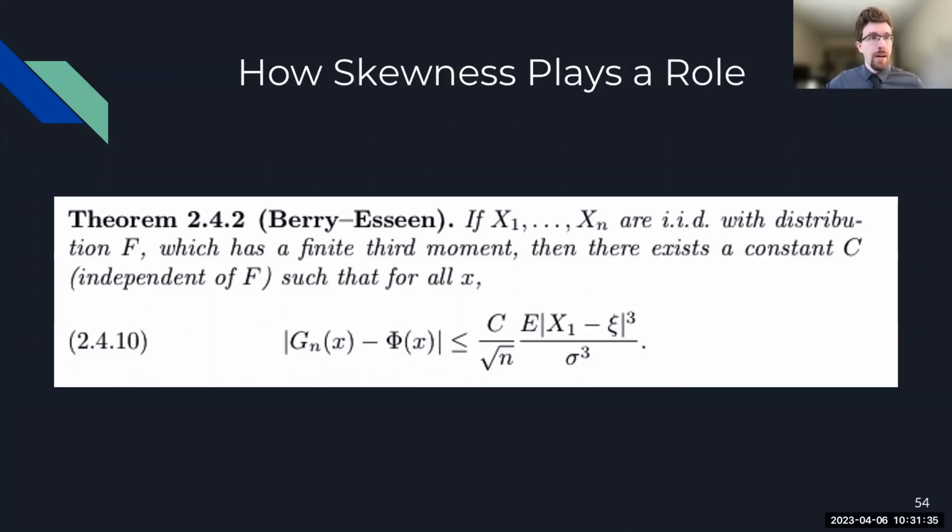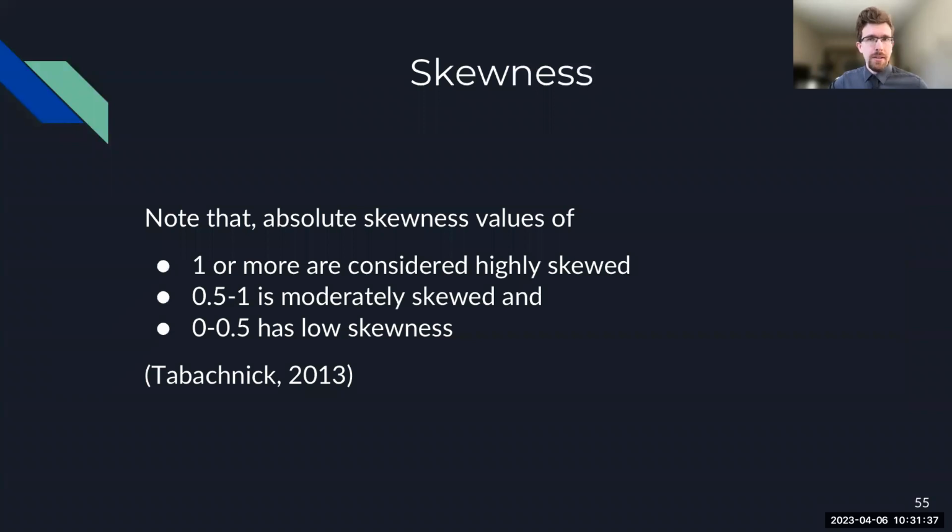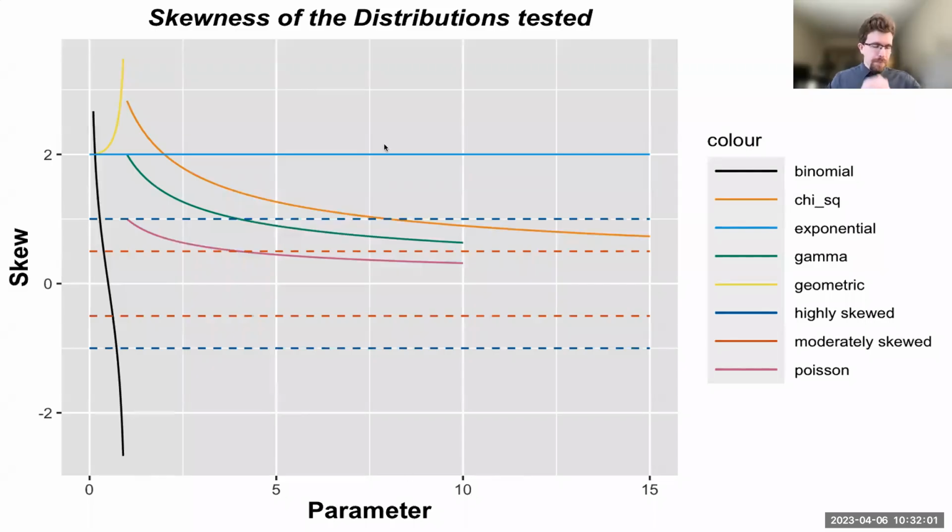And so we thought, what if we could look at skewness? What if we looked at skewness ranges? So a quick note about skewness values. 1 or more is considered highly skewed. 0.5 to 1 is moderately skewed, and 0 to 0.5 is low skewed. These are just standard, generally accepted ranges of how you measure skewness. So with that in mind, we plotted the theoretical values of skewness across these parameter ranges for what we tested.